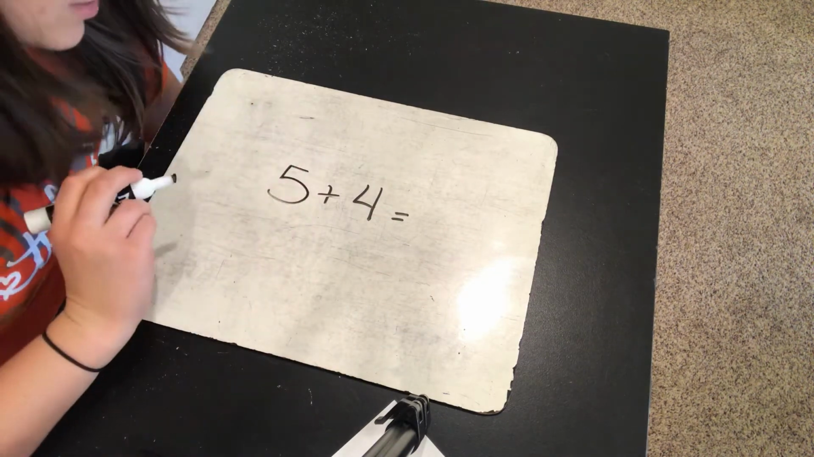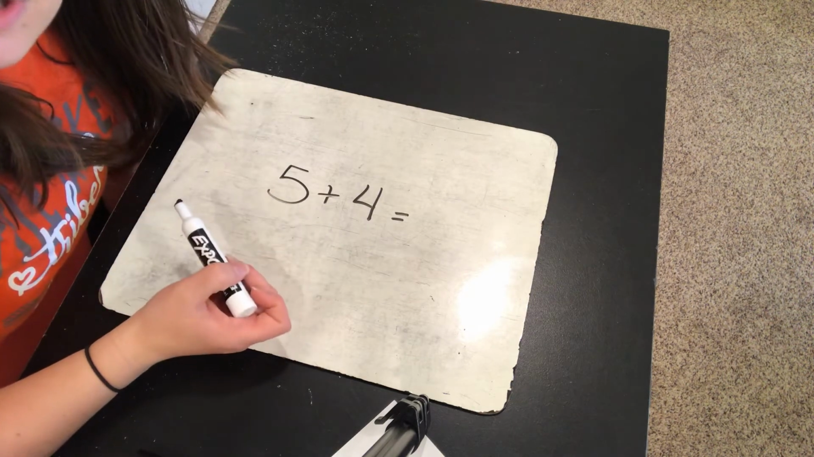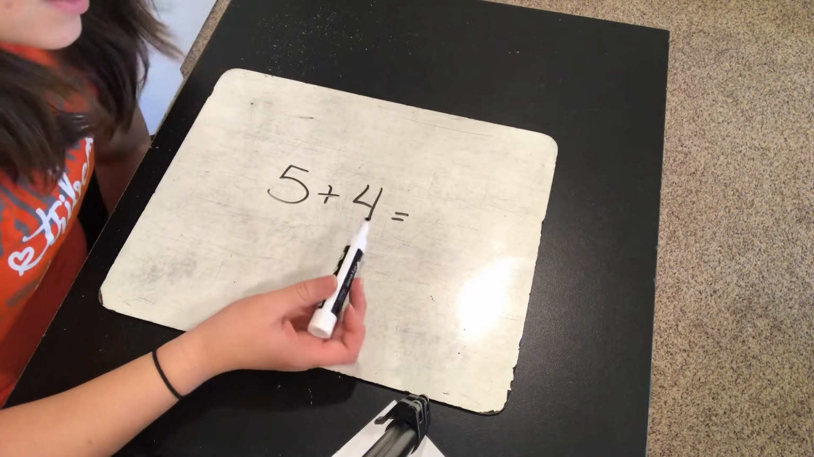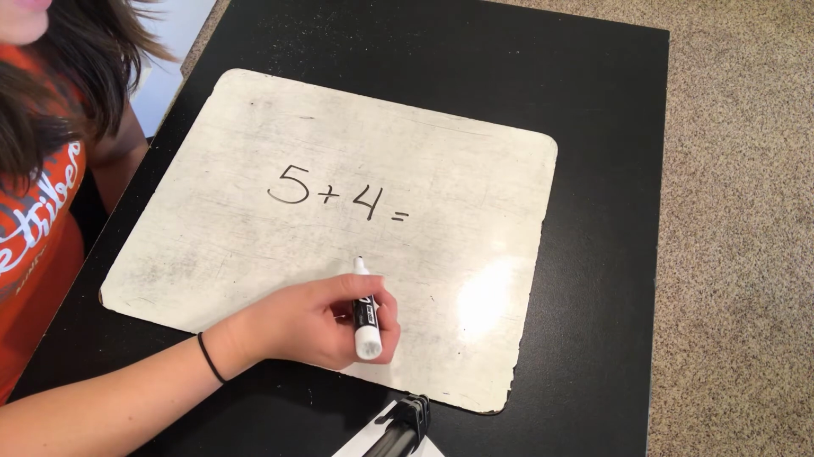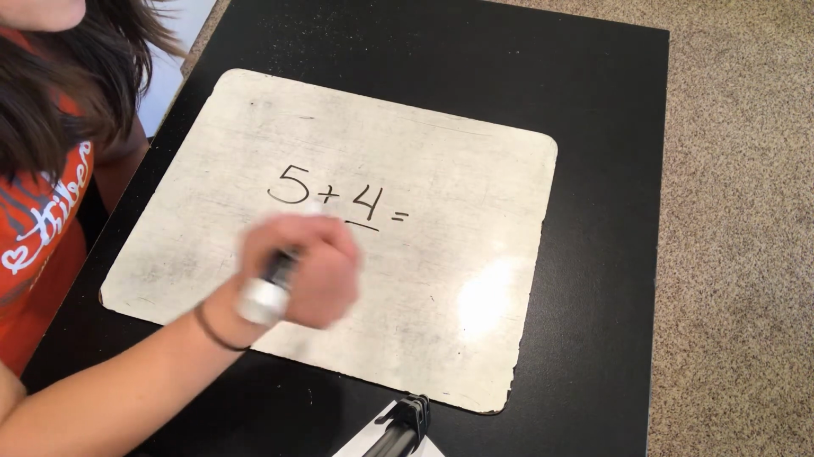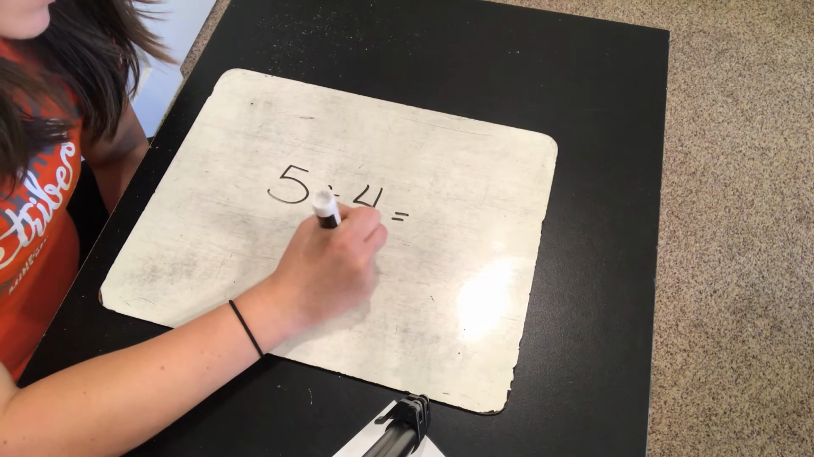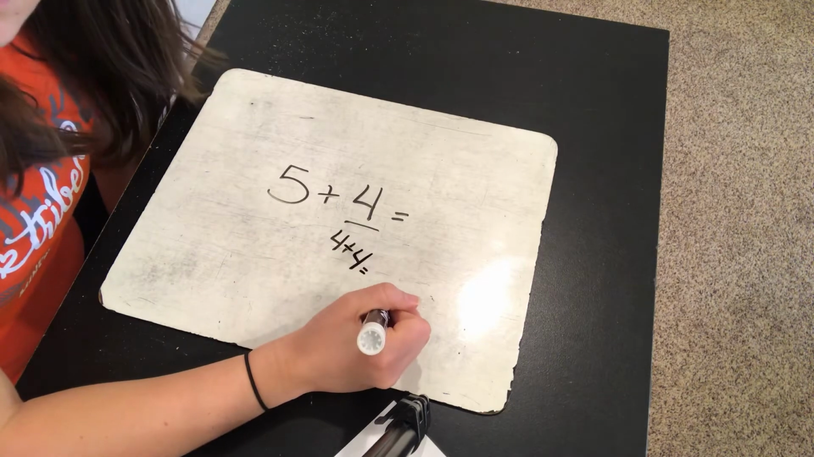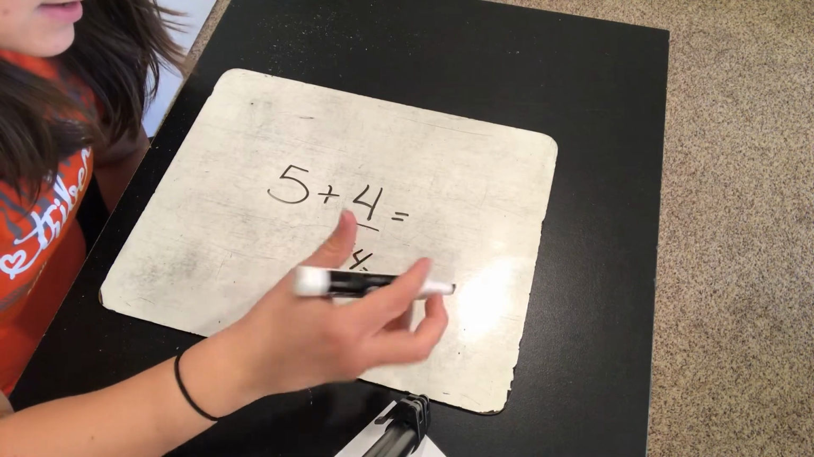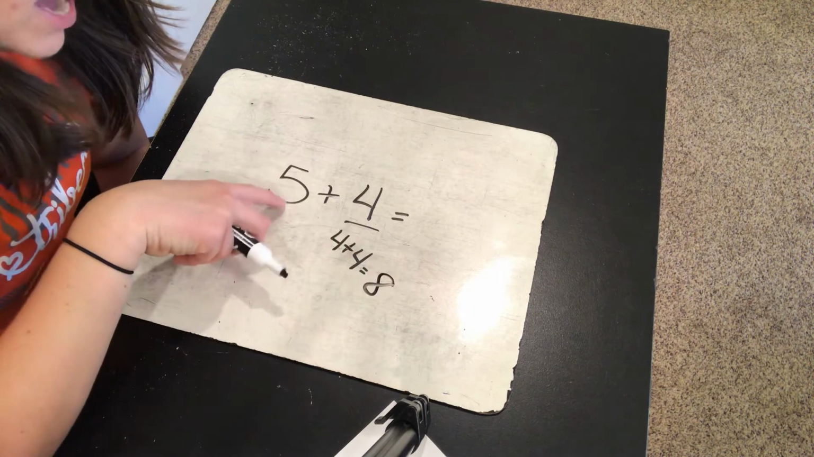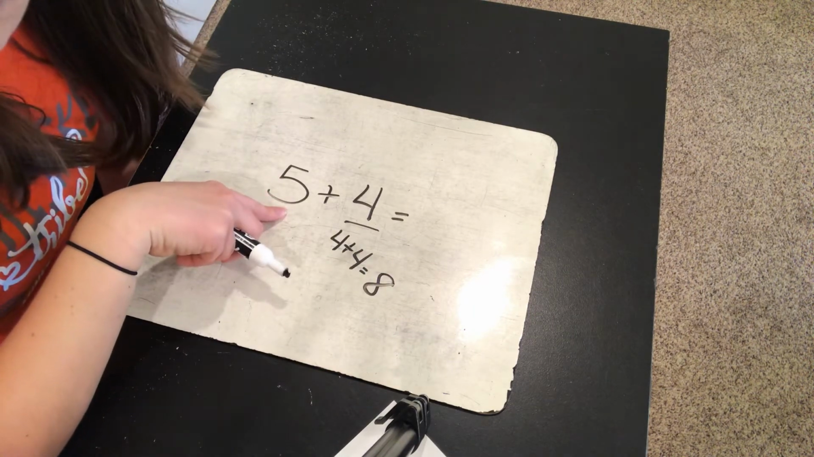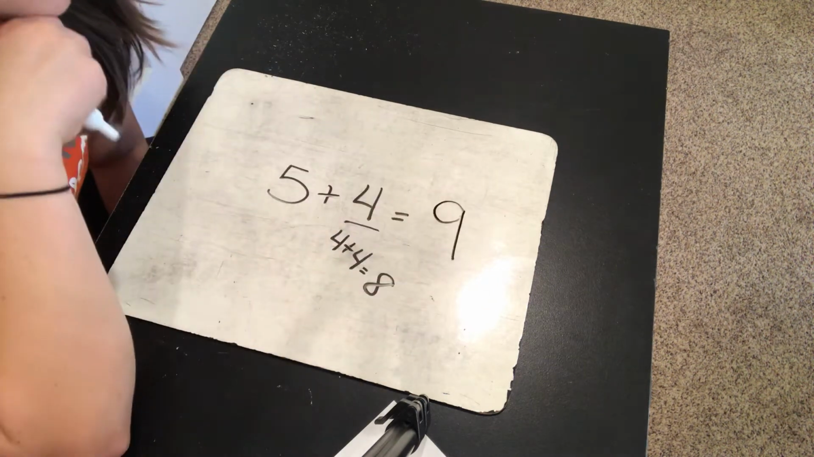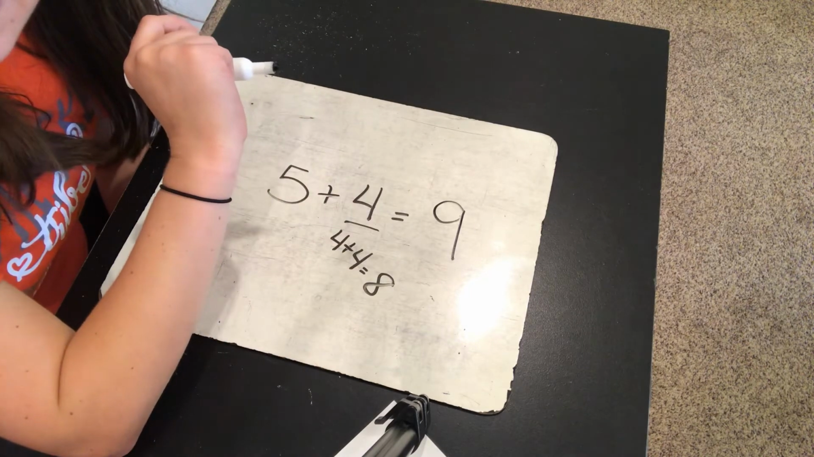Here, this one's not a trick, though. Can you do the double plus one strategy with this? Yes, because these numbers are right next to each other when you're counting. All right, so choose the smallest add-in. 4 is the smallest number, so I'm going to double it. 4 plus 4. What is 4 plus 4? 4 plus 4 is 8. And then add one more, because 5 is one more than 4. What is 8 add one more? 8 plus 1 is 9. So 5 plus 4 equals 9.